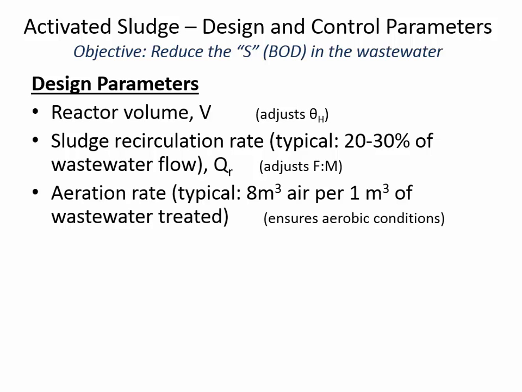We have to provide oxygen to all the bacteria, because if they don't have enough oxygen, they're not going to be able to continue eating the food. So we have to design diffusers and an aeration assembly that provides all that oxygen. A rule of thumb is that for every cubic meter of wastewater being treated, around 8 cubic meters of air has to be injected and diffused. Not all of that air is going to dissolve, only a small fraction of it. That's why we have to provide an excess.